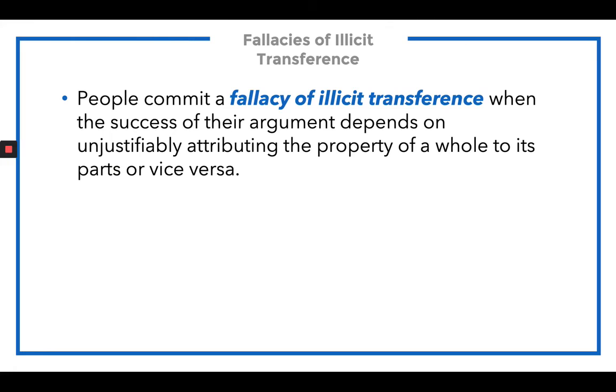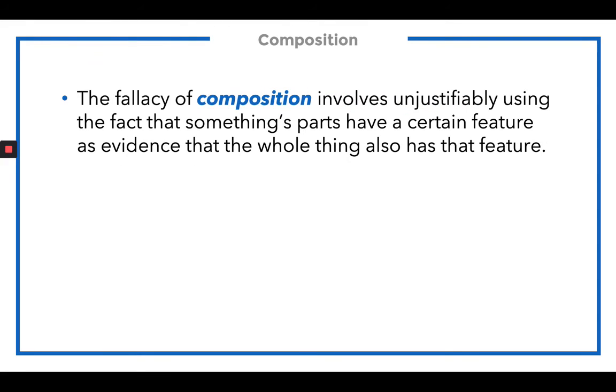Finally, fallacies of illicit transference are ones that are committed when the success of an argument depends on an unjustifiable attribution of the property of some whole to the parts of that thing, or vice versa, right? An attribution of the properties of parts to the whole. The fallacy of composition involves using the fact that something's parts have a certain feature as evidence for the conclusion that the whole of that thing has the feature.